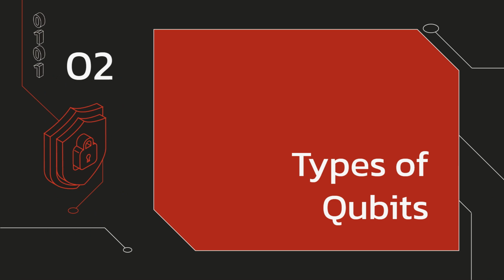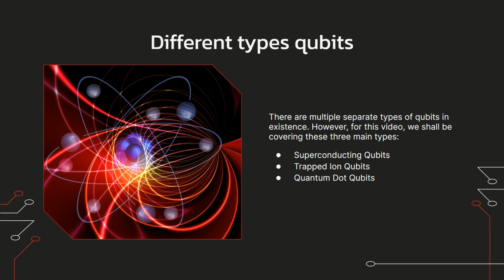So our second chapter would be types of qubits. And there are, in fact, multiple types of qubits in existence, but for this video, we will be covering just three main types. So that would be superconducting qubits, trapped ion qubits, and quantum dot qubits.